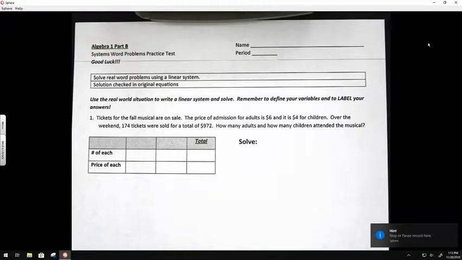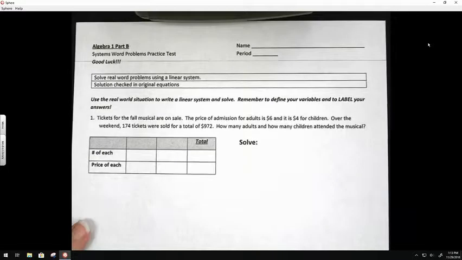Hi, everyone. This is if you need a little bit of help walking through these two word problems that are going to be on your test tomorrow. This is the practice test that you should have gotten in class today, and I'm just going to walk through both of these problems and show you exactly how to solve them, how to write your answer, and the thought process that you should have as you go through them so that you can be successful on tomorrow's test.